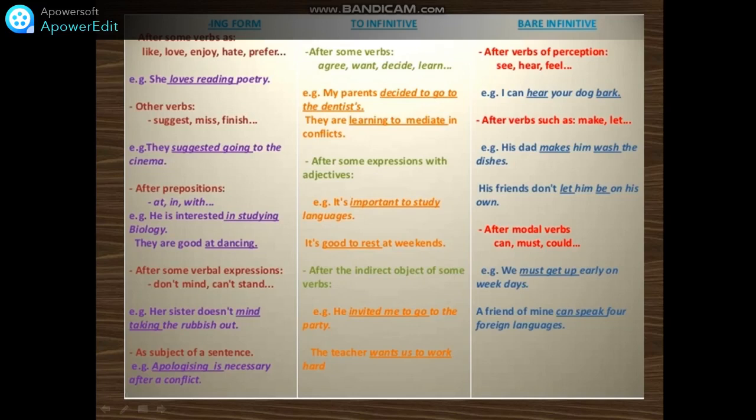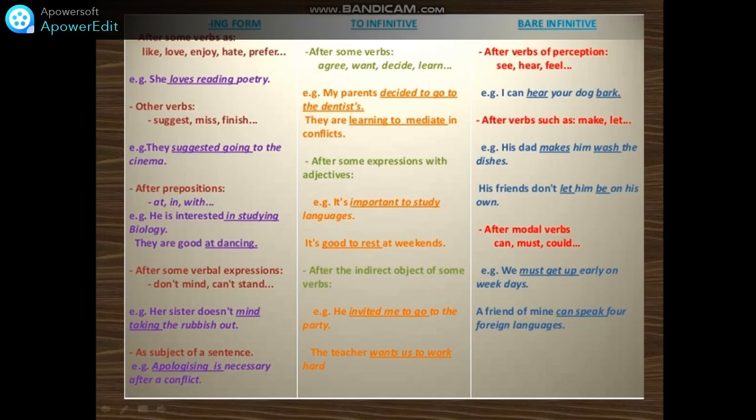The bare infinitive, as we have seen, for example, after verbs of perception, like, for example, see someone do something, hear someone do something, or feel someone do something. I can hear your dog bark. Okay? After verbs such as make or let, for example, his dad makes him wash the dishes. His friends don't let him be on his own.